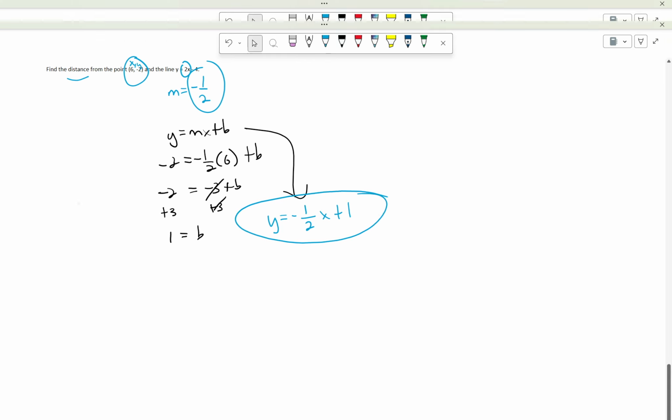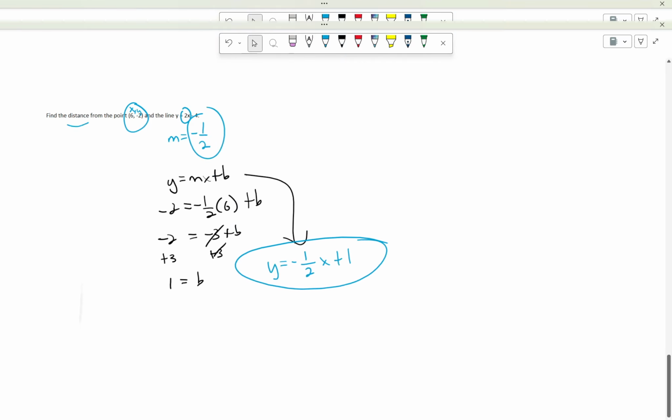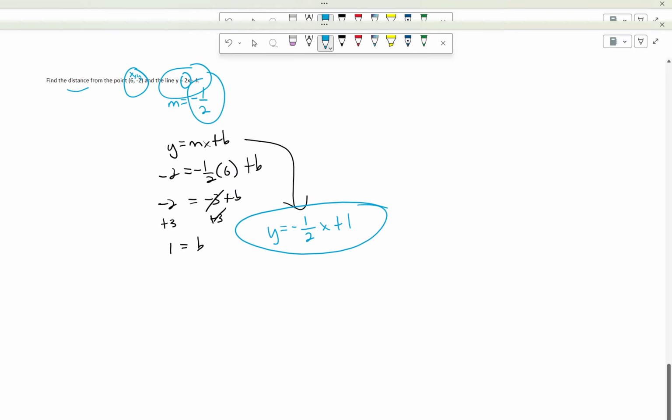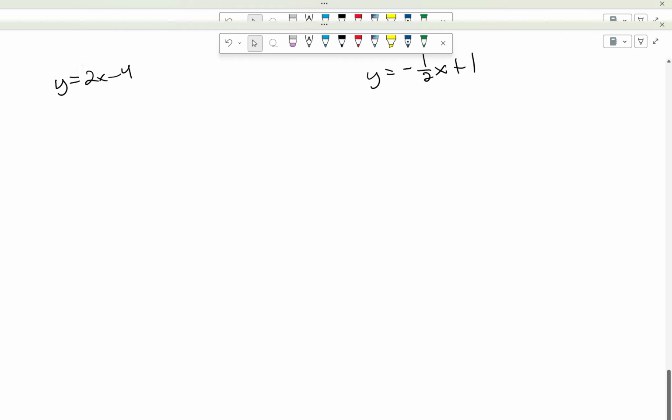Now, I want you guys to look at something here. I've got two equations. I got this guy and I got this other one. So I'm going to write them side by side. I have y equal to 2x minus 4, and I have y equal to negative 1/2 x plus 1. What am I looking at here? This and this. What are these things? Well, these are lines. These are equations for lines.